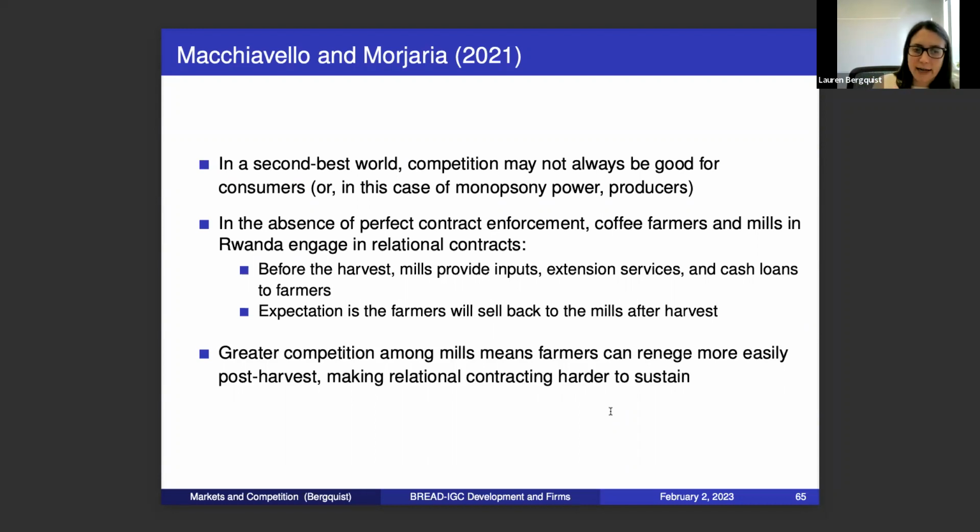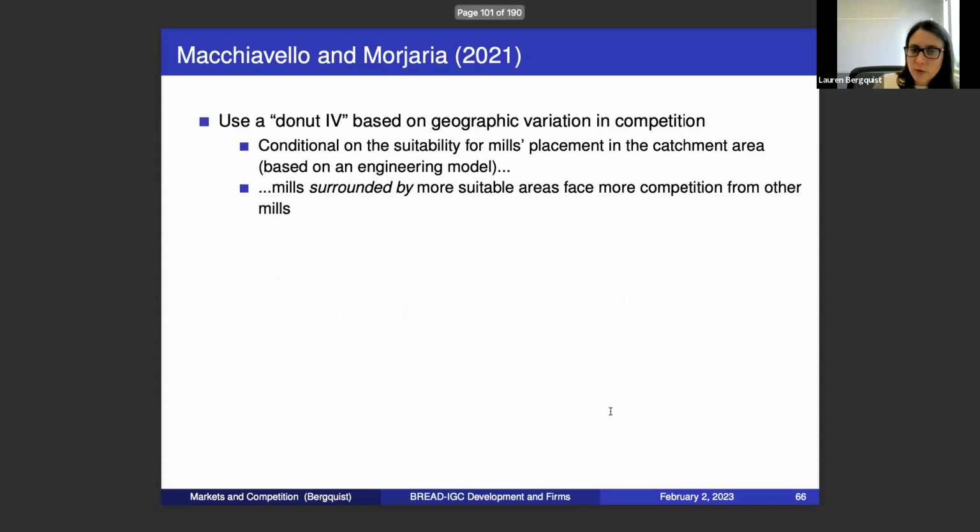That's the ag term specific to this, but it's basically reneging on the contract, right? So farmers are going to have better outside options. It's easier after the harvest to sell to another firm. That's going to make the mills less willing to give inputs up front, and it's going to make this relational contract harder to sustain. So this is another very clever way to get exogenous variation in competition.